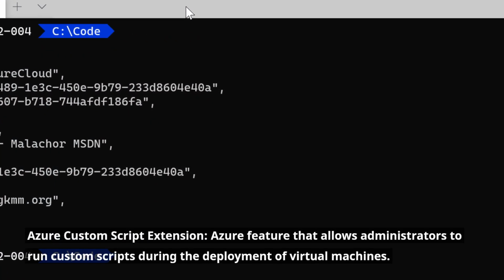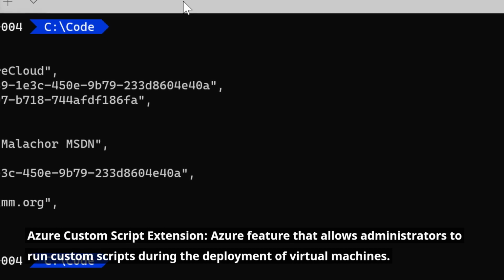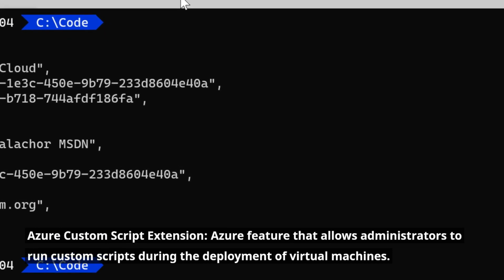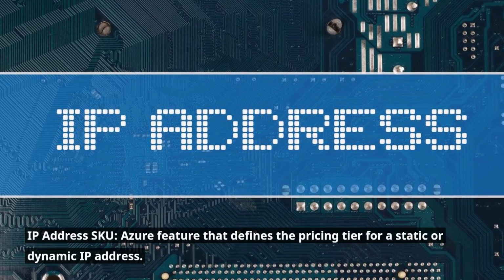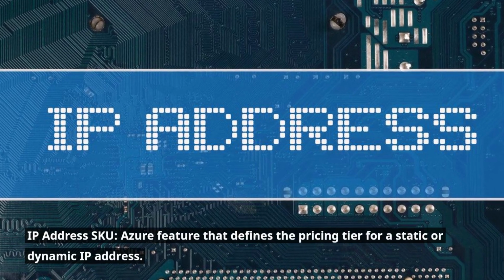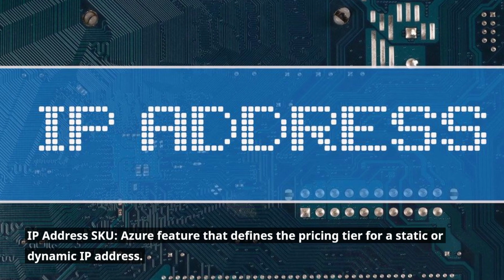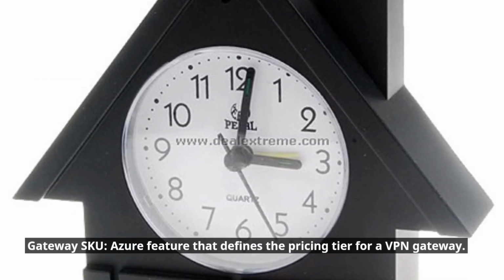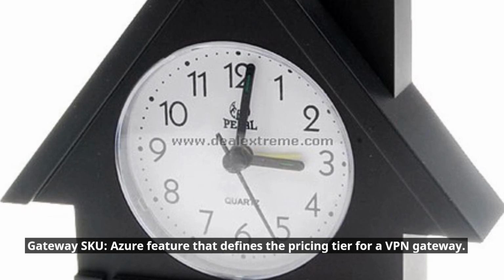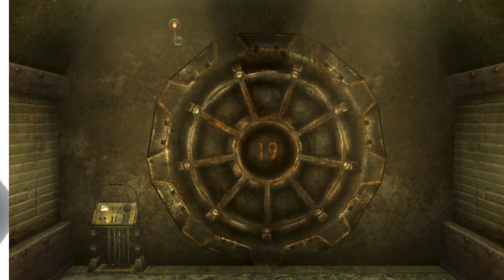Azure Custom Script Extension. Azure feature that allows administrators to run custom scripts during the deployment of virtual machines. IP address SKU. Azure feature that defines the pricing tier for a static or dynamic IP address. Gateway SKU. Azure feature that defines the pricing tier for a VPN gateway.